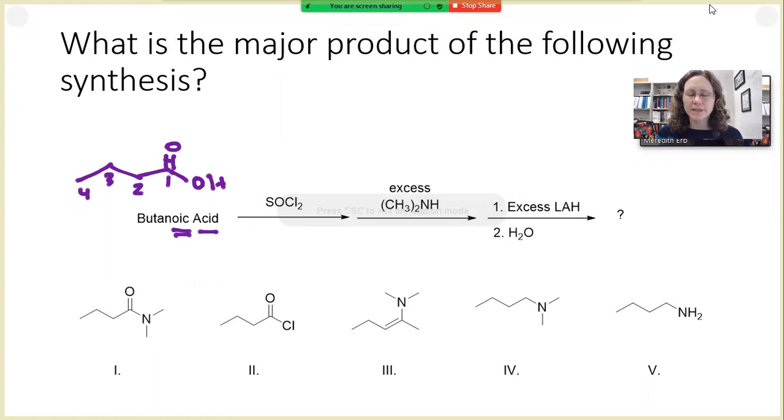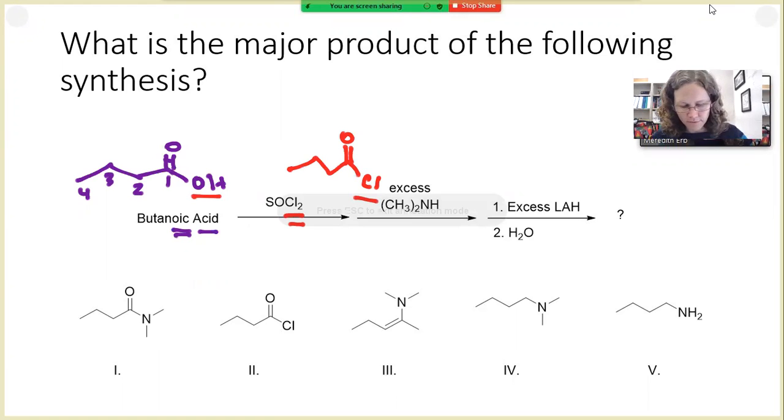Next up, let's think about our reactions. So we have thionyl chloride. Thionyl chloride pops up a couple of times in reactions of carboxylic acid derivatives, but when it reacts with a carboxylic acid itself, the product is going to be an acid halide. So we're going to essentially replace the OH with a Cl right here.